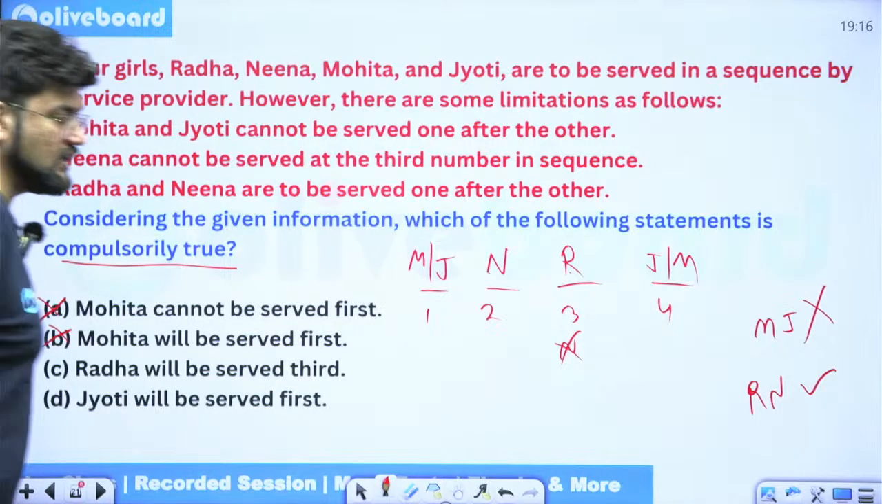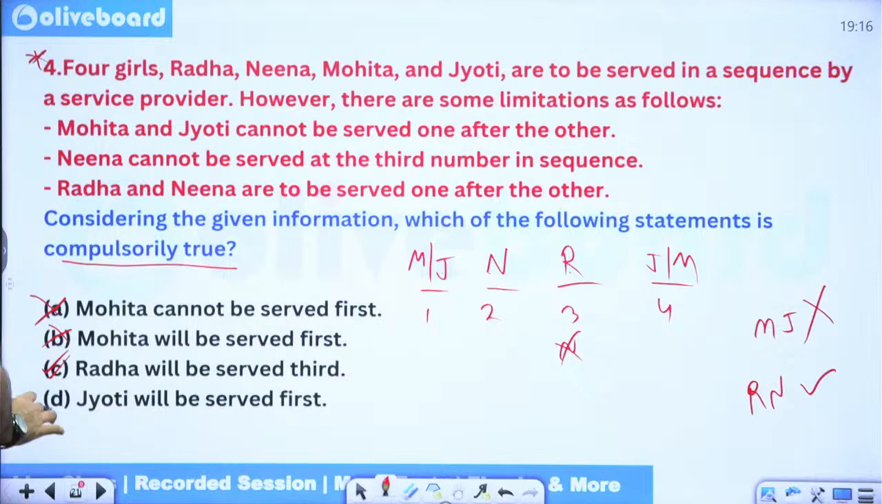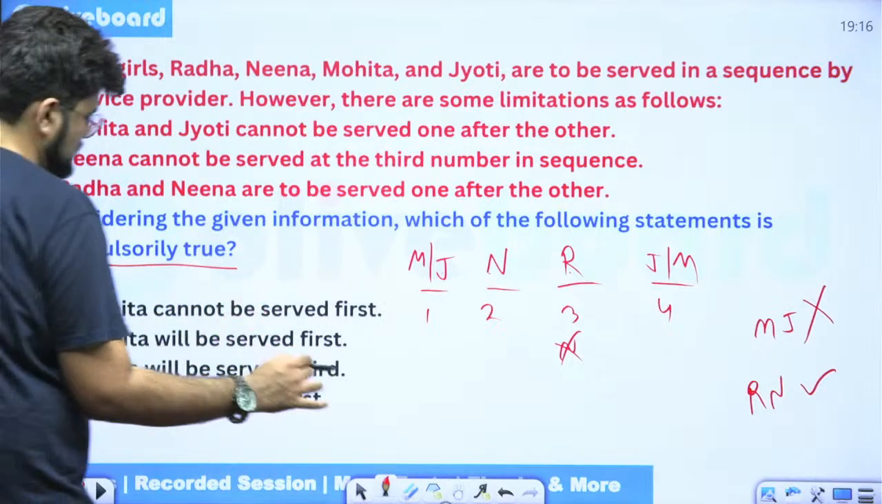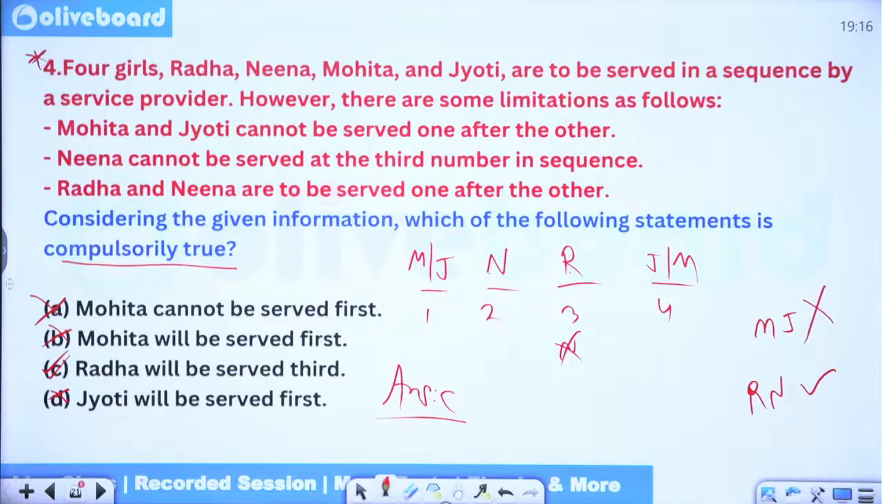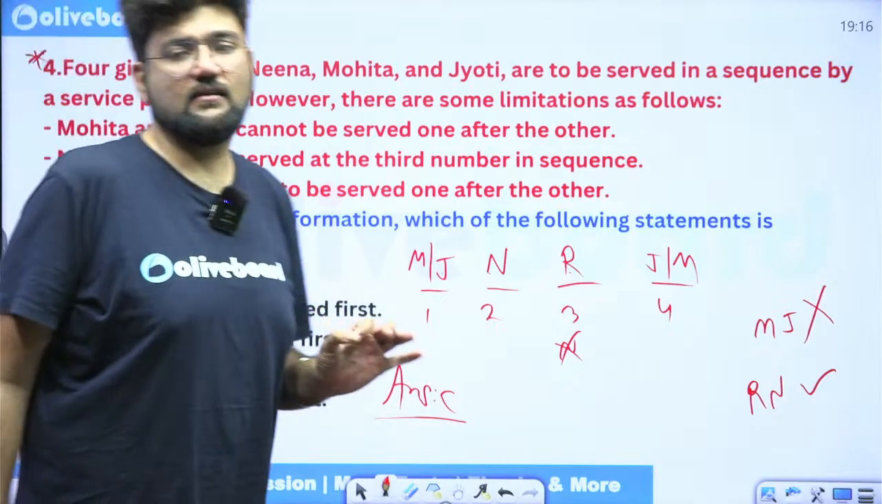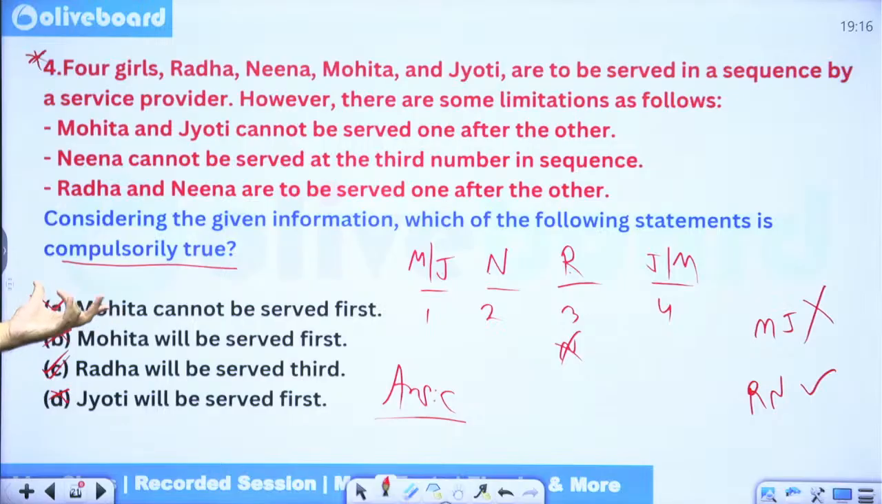Radha will be served third. Yes, that's the only possibility which is going to make it true. Option C is the right answer. Jyoti will be served last. First, I am not sure. Option C is for sure correct. Surely 100% true. Definite. Okay.